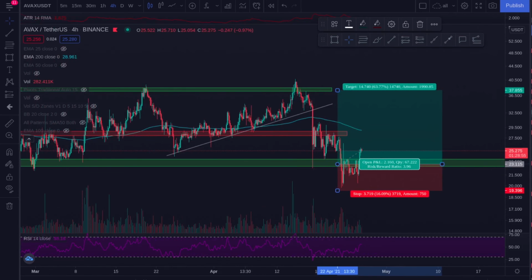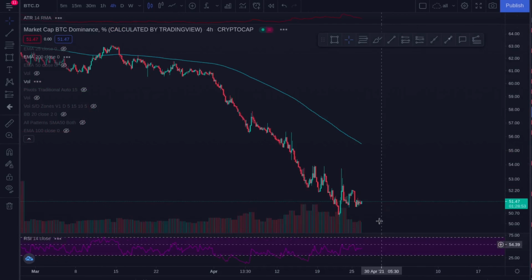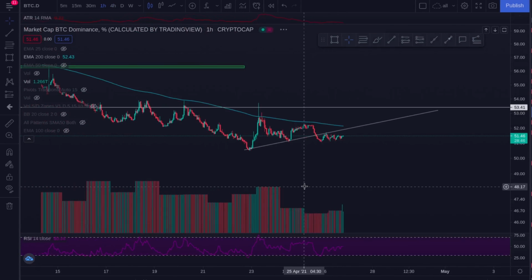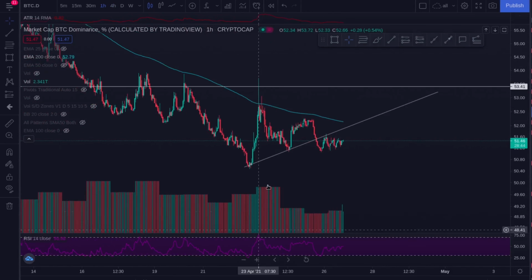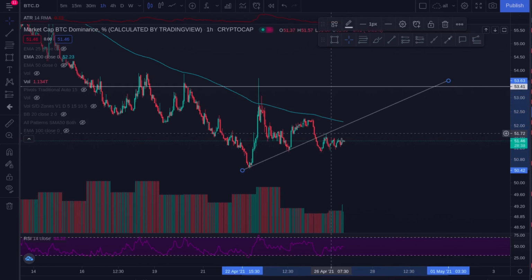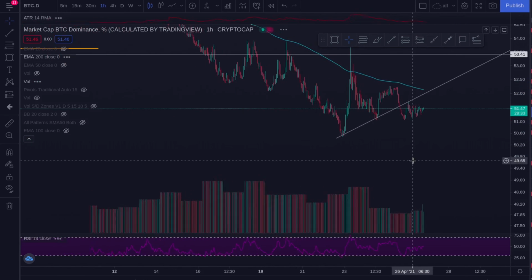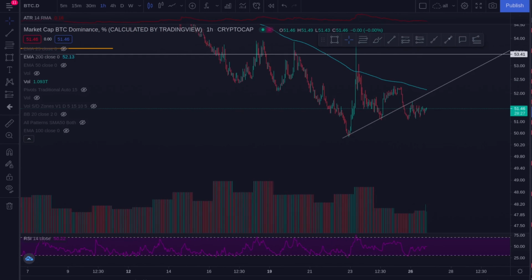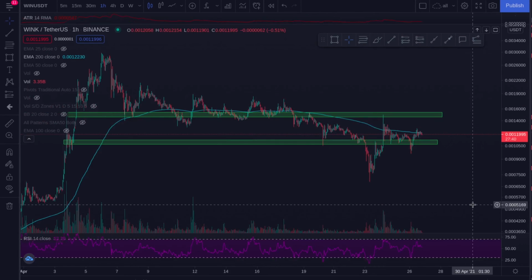That's for AVAX. And the BTC dominance has broken through the triangle we were forming, the trend we were forming yesterday. So yeah, it broke, it retested, and now it's moving sideways, expecting it to break down. So let's see how it plays out. And as I said, once it breaks the 50% mark, then the alts should go definitely crazy. So that's it for today's video, guys.